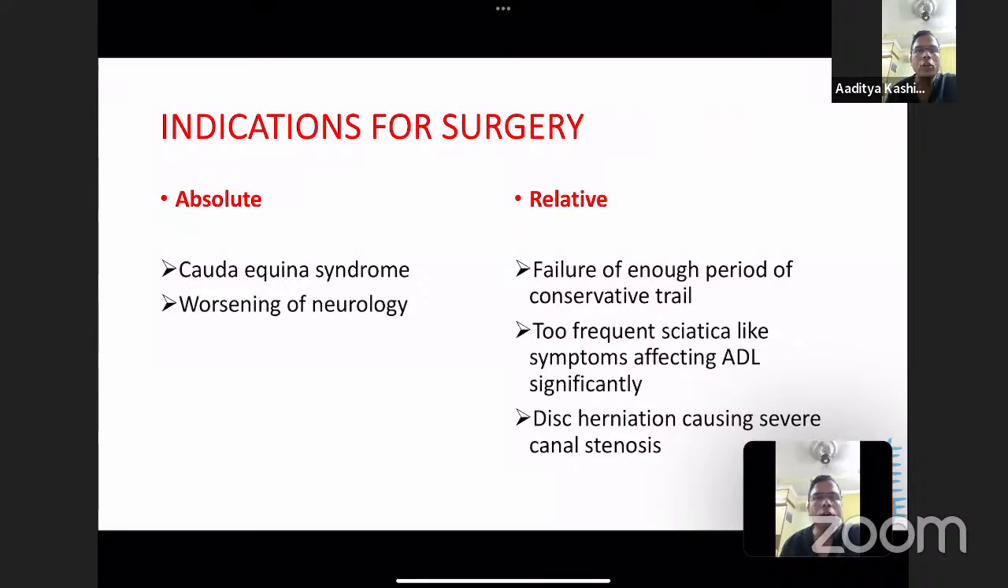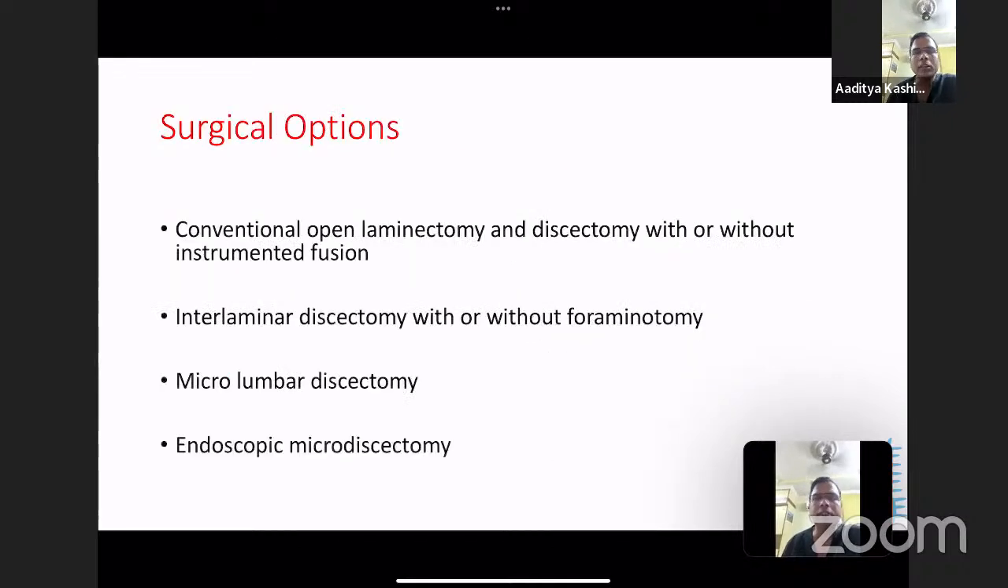As far as indications of surgery are concerned, absolute indications are acute quadriclonic syndrome or worsening of neurology. The relative indications can be failure of an adequate period of conservative trial, too frequent sciatica-like symptoms affecting ADL significantly, and disc herniations causing severe canal stenosis. Next.